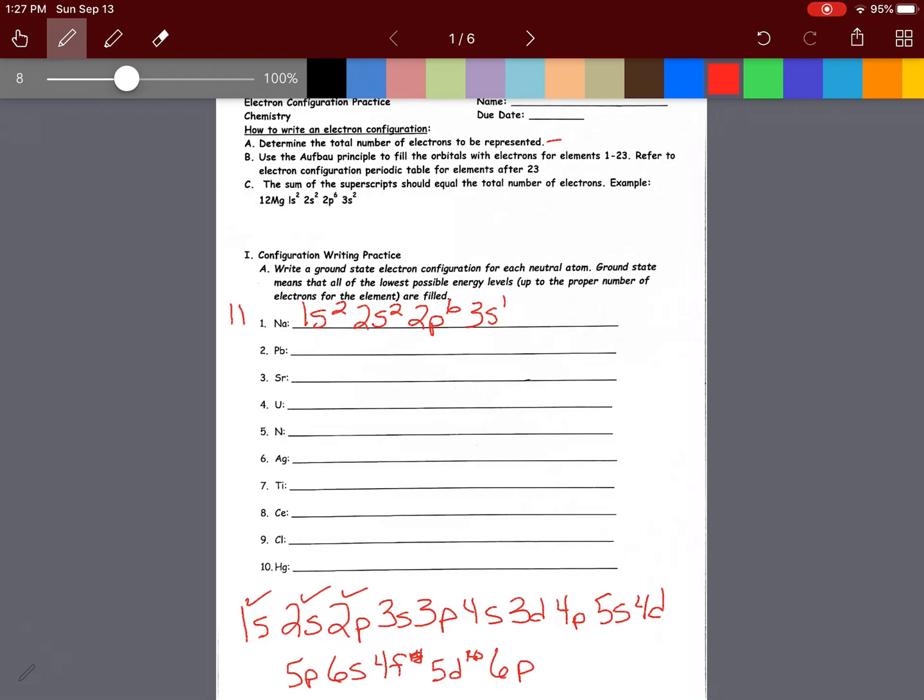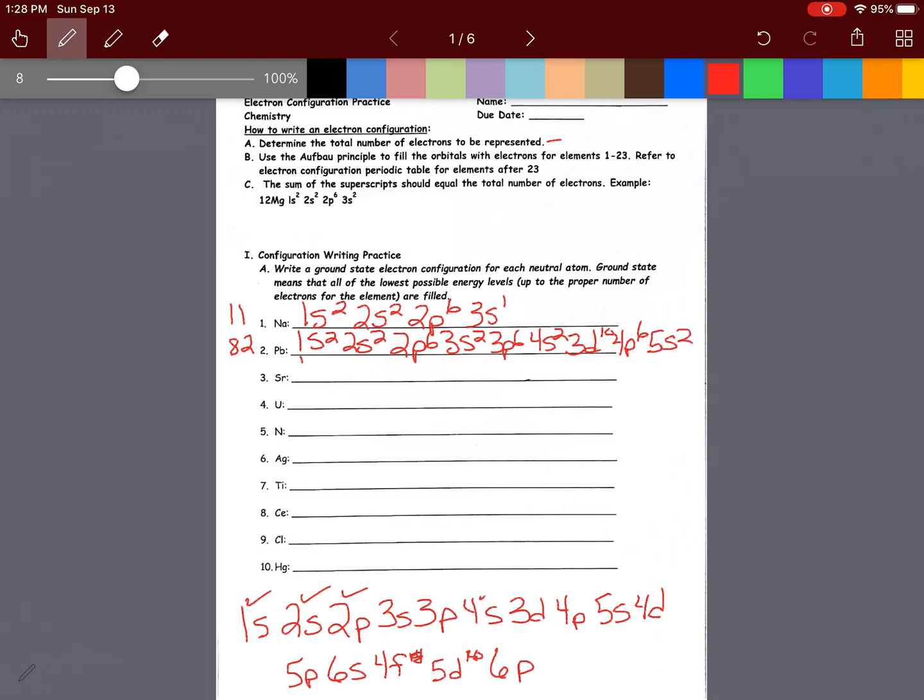All right, lead. Lead's going to be a lot bigger. Lead's atomic number is 82, and so we have 82 electrons. So we're going to start filling some of these up. We're going to do 1s2, 2s2, 2p6, 3s2, 3p6. All right, now from there I go to 4s, and I'm going to do 4s2. From there I go to 3d. You'll remember d can hold 10 electrons. Then I'm going to go to 4p, which can hold 6.